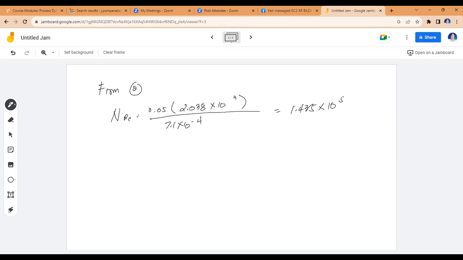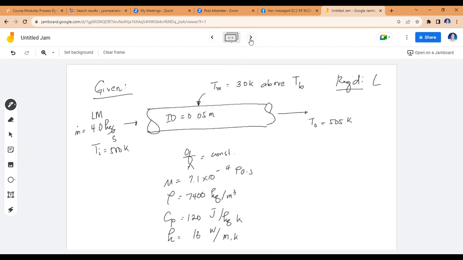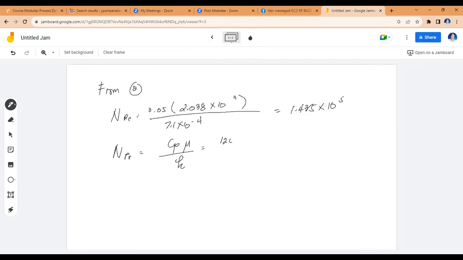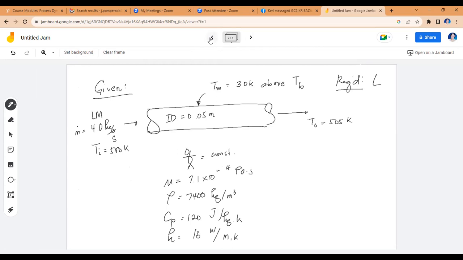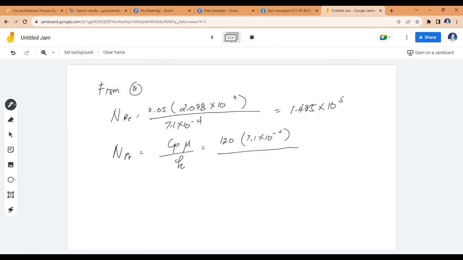Now you can go to the Prandtl number, which we need to solve because we're not given the identity of the material. So your Prandtl number is Cp mu over K. Given is the Cp of 120, viscosity of 7.1 times 10 raised to negative 4, and a thermal conductivity of 13. So you'll get a Prandtl number of 0.00655. And you can substitute these two values of the Reynolds number and Prandtl number to equation 1.